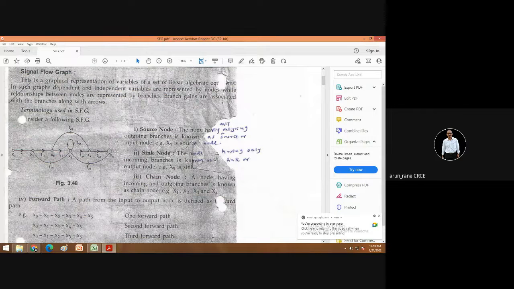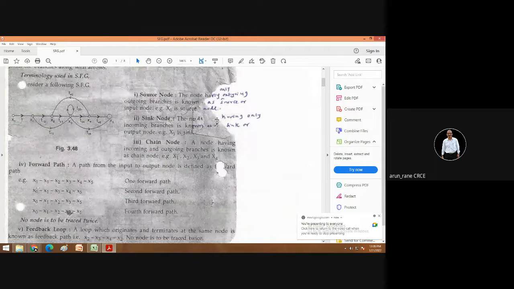Now how many forward paths do we have? It is like going from Mumbai to Delhi. How many ways are there to reach from Mumbai to Delhi? Let us see here. This is one forward path: x0 to x1 to x2, x3, x4 and x5. Then the second forward path is x0 to x1, then x1 to x3, then x3 to x4 and x5.